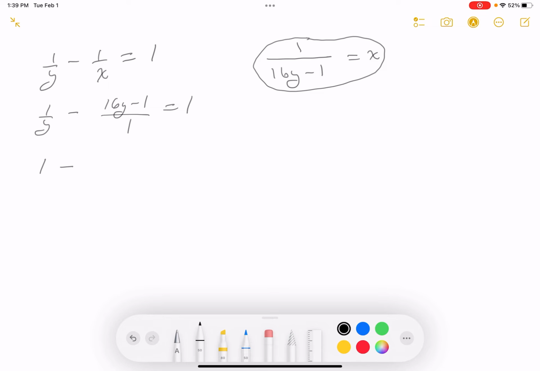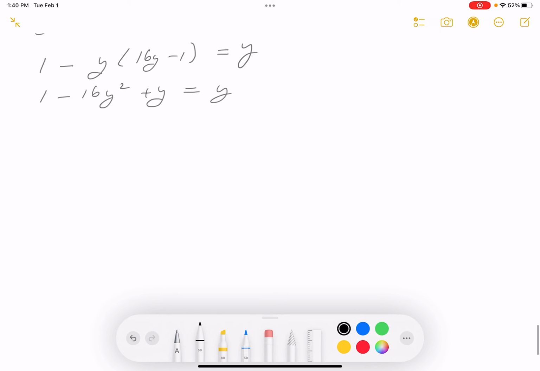1 minus y times 16y minus 1 equals, I'm sorry, I'm daydreaming again, equals y. I multiply by y. Let's see if we can do that. You get 1 minus 16y squared plus y is equal to y. Well, things are looking pretty good at this point. And what I mean by that, this turns out to be 1 equals 16y squared. Or, if I want to look at this, y squared is 1/16. Or I could say y is equal to plus or minus 1/4.